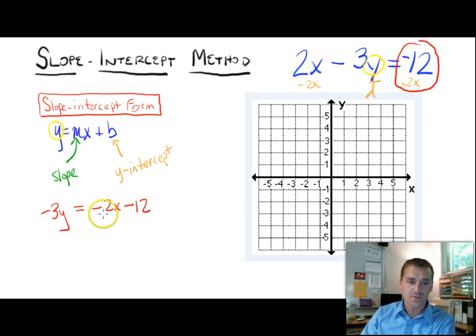So I would just write it as negative 2x minus 12. Side note, you can write this down if you want. I'd always write the x first because look up here in the actual slope-intercept form, x is always written first up here. Just a little side note. Now, that's step number 1.